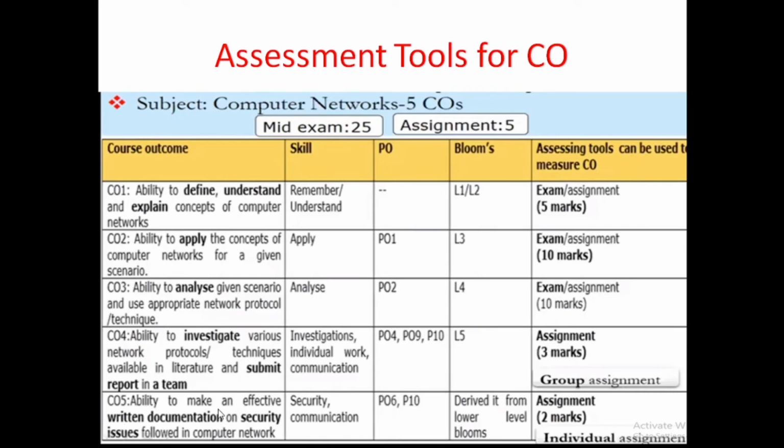CO5, able to make effective written documents on security issues followed by the computer documents. This is communication. This is PO6 and PO10. This is assessed by assignment. This assignment tool will be an individual assignment. This is the assignment tool for COs. So how the CO is coined, how the skill level and Bloom level, and what POs are matching this particular CO. Okay, this is an example for your thinking.